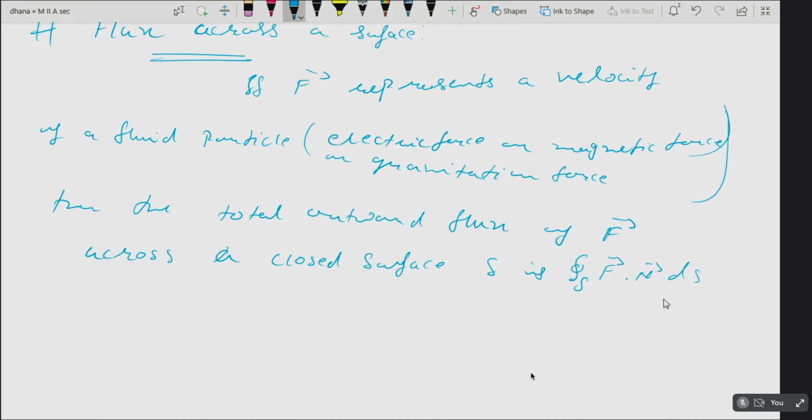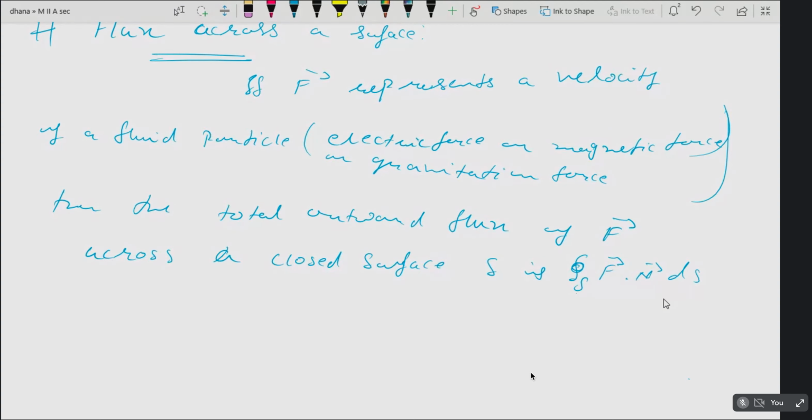Closed surface, remember you can always put a circle here. Whenever you put a C with a circle on the integral sign, it can be any curve, but that means the curve which I have taken is a closed curve. Similarly, here it is a closed surface. We are all discussing this for a closed surface only. Understood? Got it, all of you?